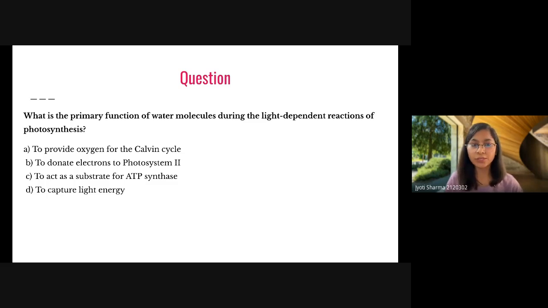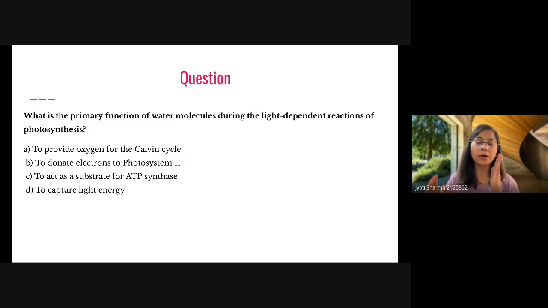This question is, what is the primary function of water molecule during the light dependent reactions of photosynthesis? And we have four options here: A is to provide oxygen for the Calvin cycle, B is to donate electron to photosystem 2, C is to act as a substrate for ATP synthase, and D is to capture light energy.